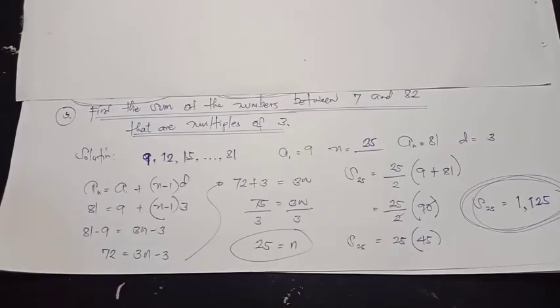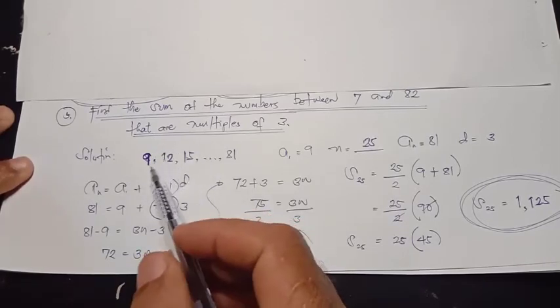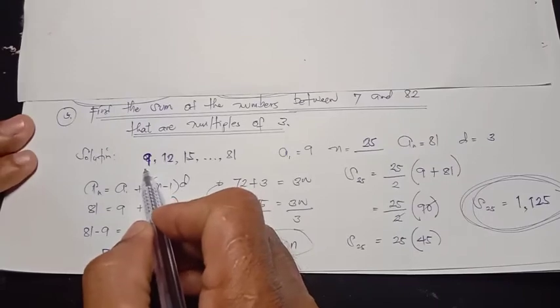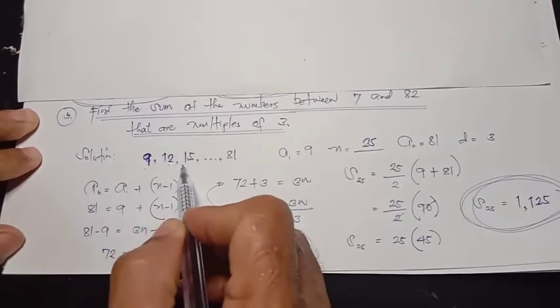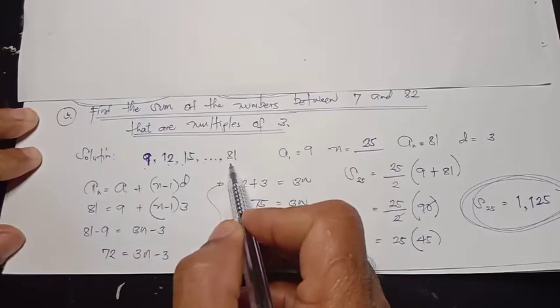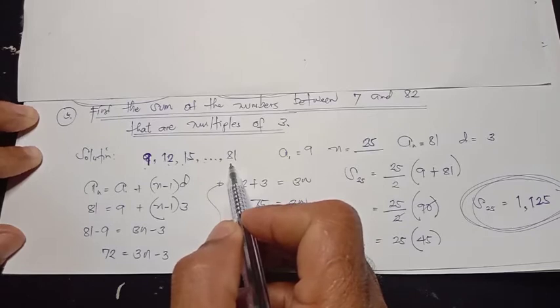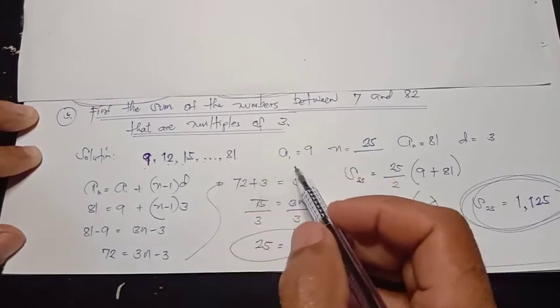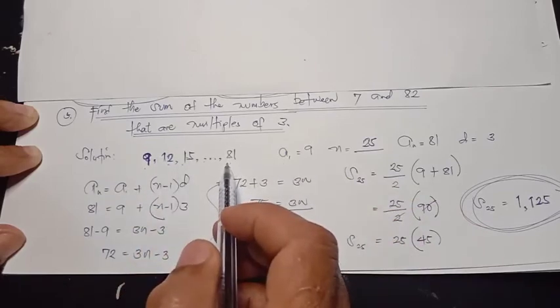Example number 5. Find the sum of the numbers between 7 and 82 that are multiples of 3. So, kailangan natin hanapin yung sum ng mga numbers na multiple ng 3 sa pagitan ng 7 tsaka 82. So, unang number na multiple ng 3 is 9, 12, 15, and so on. And the last number is 81. So, ang tanong is ilang term lahat from 9 to 81. So, hindi natin alam yun.